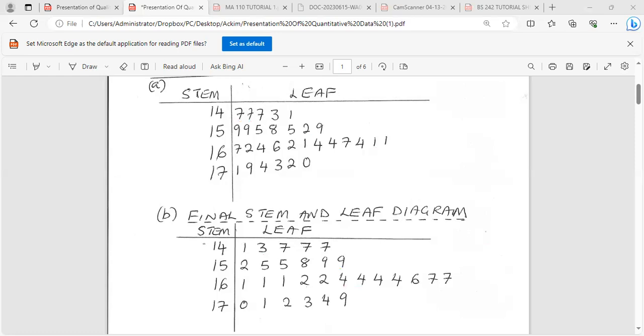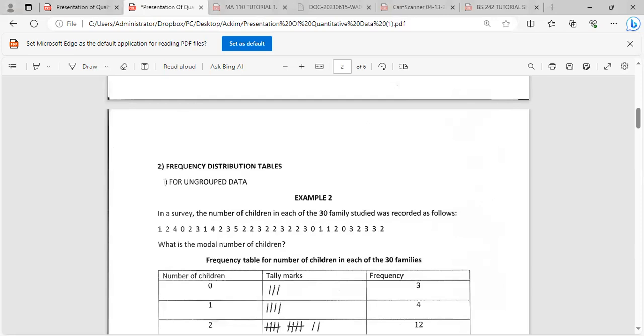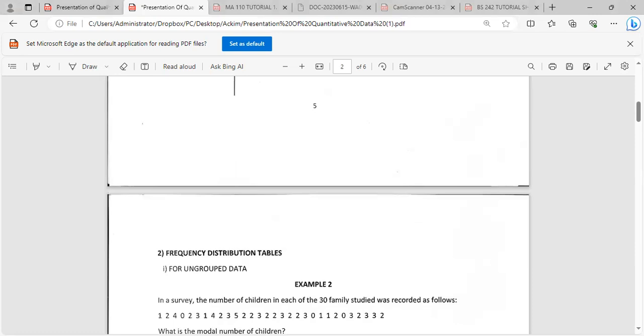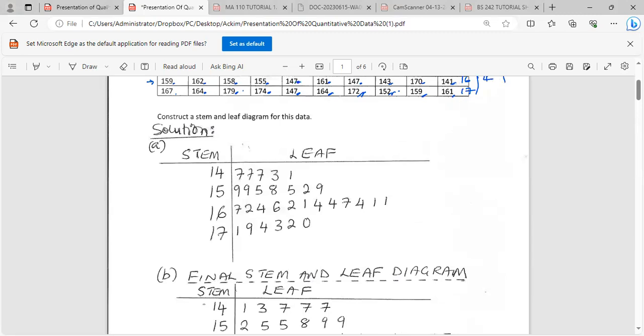Okay. So that's how the stem and leaf is made. We can progress. There is no calculation, it's just to do the diagrams. If you're done with this question, yes, sir. If they just tell you to present this information on the stem and leaf diagram, this is it.